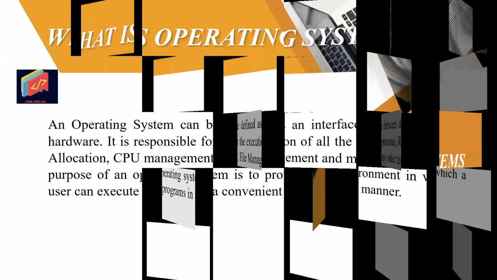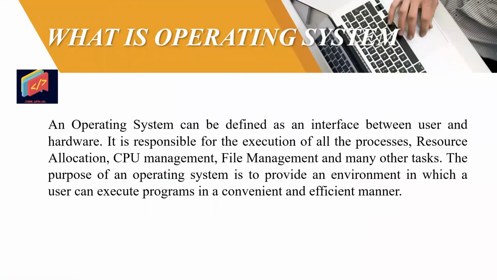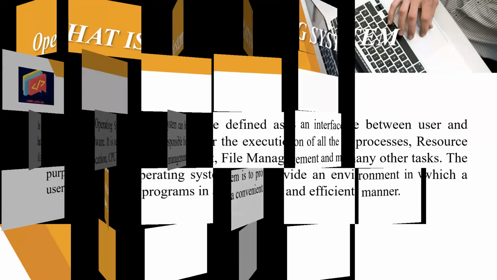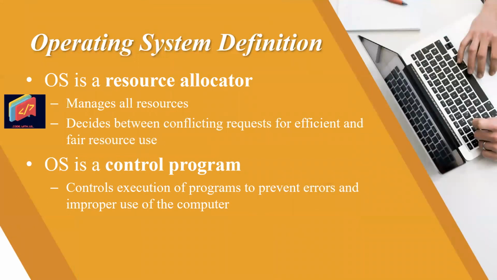So let's see what is an operating system. An operating system can be defined as an interface between user and hardware. It is responsible for the execution of all the processes, resource allocation, CPU management, file management, and many other tasks. The purpose of an operating system is to provide an environment in which the user can execute programs in a convenient and efficient manner. So, a program that acts as an intermediary between the user of a computer and the computer hardware is nothing but an operating system.